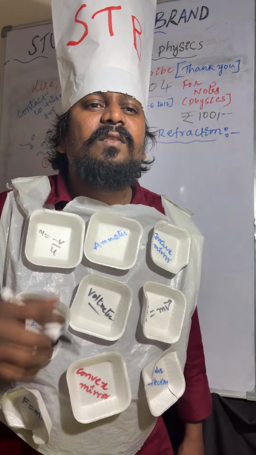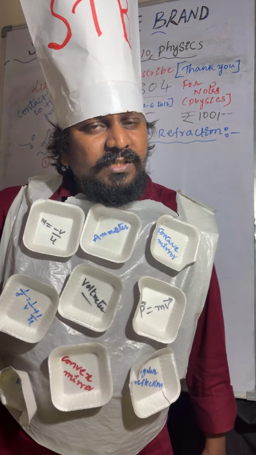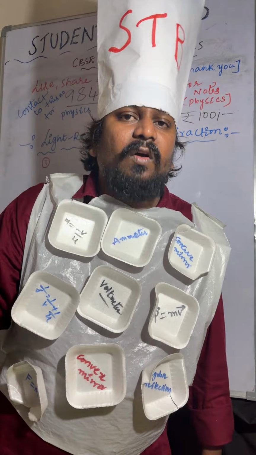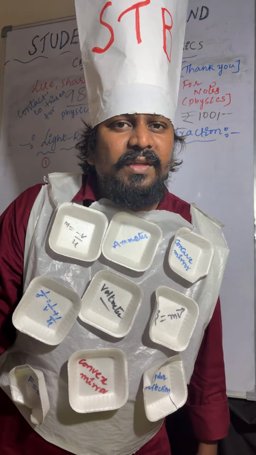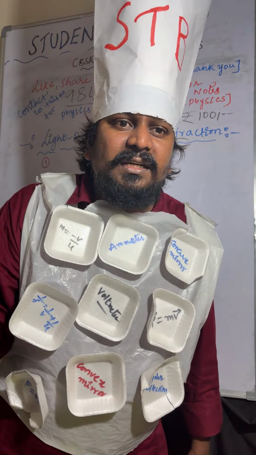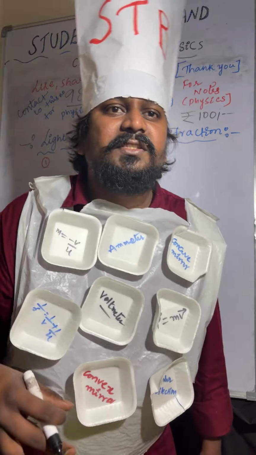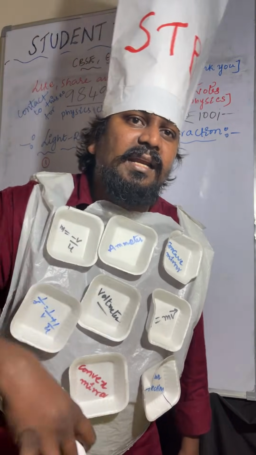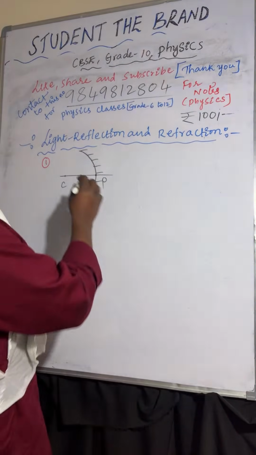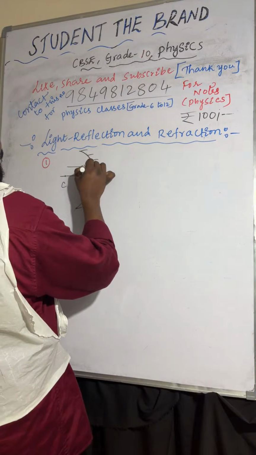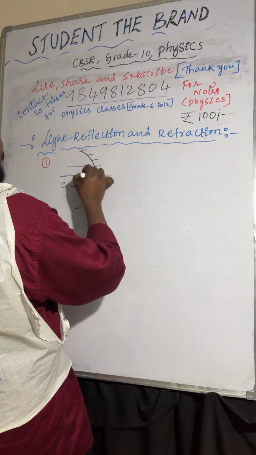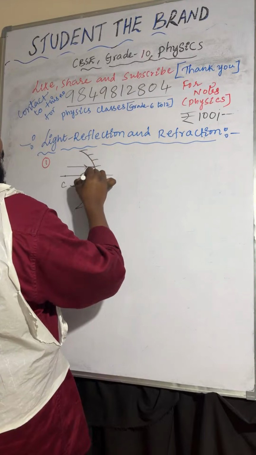The image is formed at the focus. What is the nature of the image? Real, inverted and highly diminished. How many light rays are required to form the image of the object? Minimum 2 light rays are required.